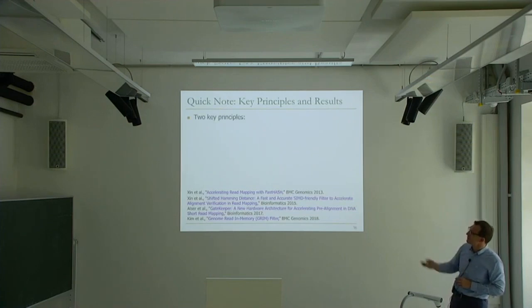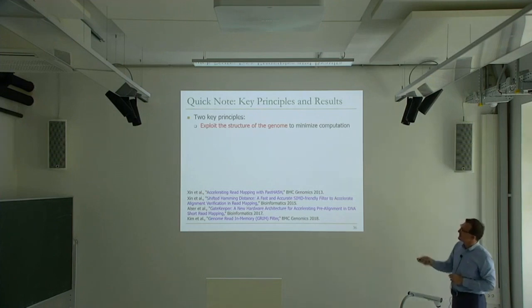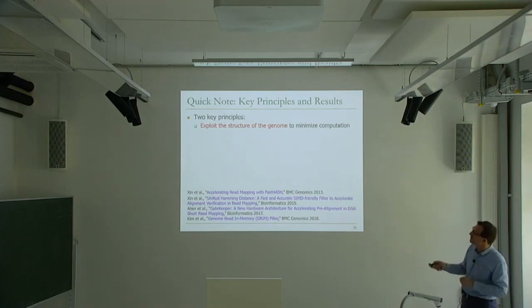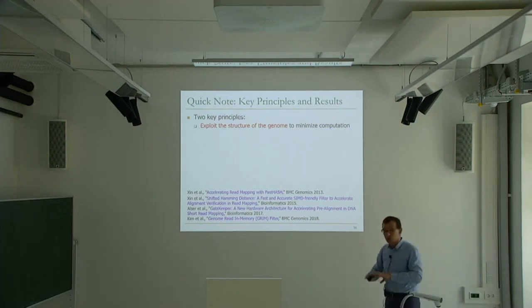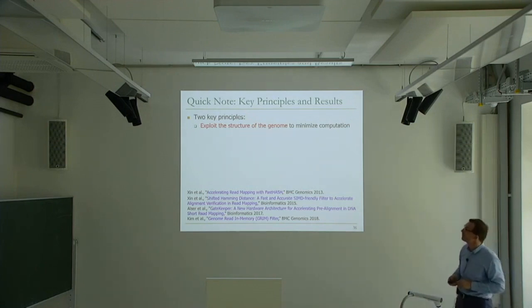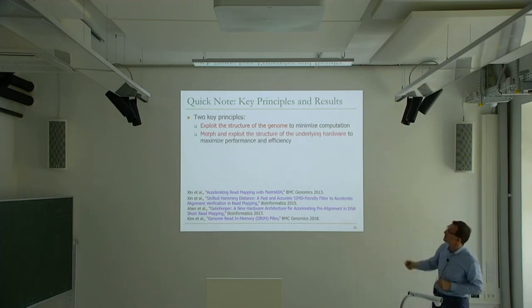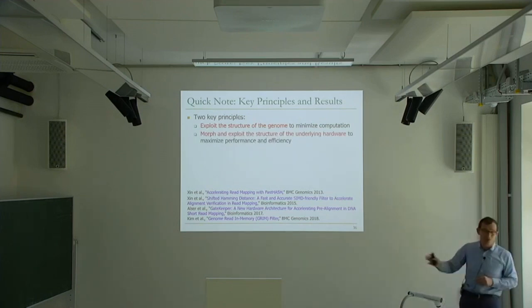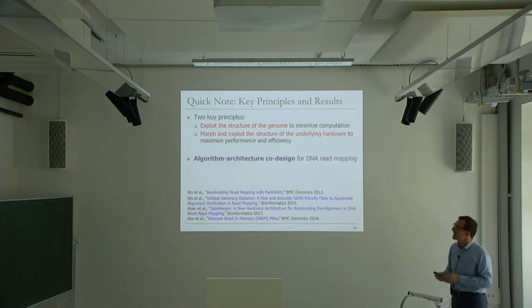Okay, let me go through the key principles that we've exploited. Basically, in all of these works, we exploited the structure of the genome to minimize computation as much as possible at the algorithmic level. We wanted to optimize the software so that the algorithms don't waste work. That's important. And then we also wanted to morph and exploit the structure of the underlying hardware to maximize performance and efficiency and design algorithms for that hardware. So essentially, this is really algorithm architecture co-design for a particular domain.